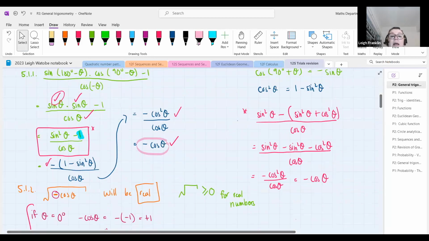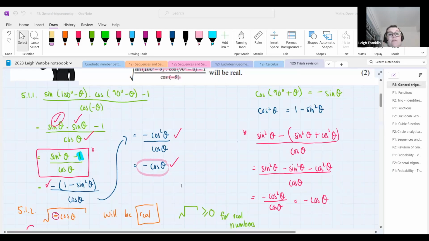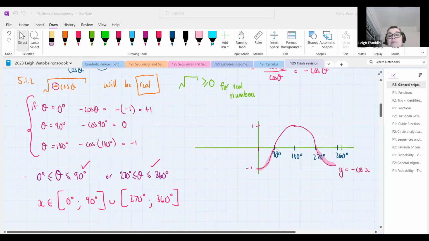Okay. Chad, why are 90, 270, and 360 included? Okay, so Chad, the reason that I'm including 90 is because at 90, y is equal to 0. So cos theta is 0. -1 times 0 is 0. So it'll still be real. And it would be the same at 270. It would still be real, because it would still be 0. Does that make sense? No problem.